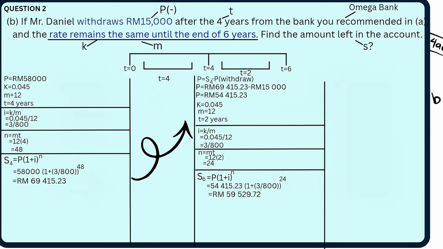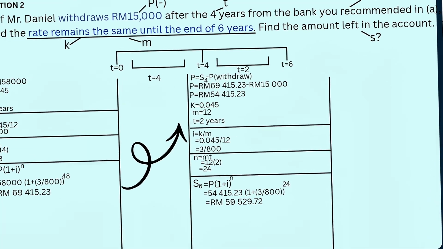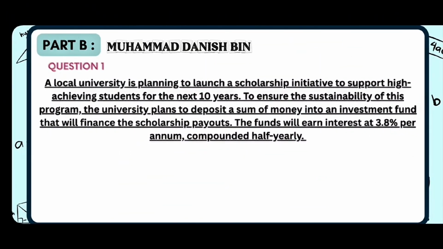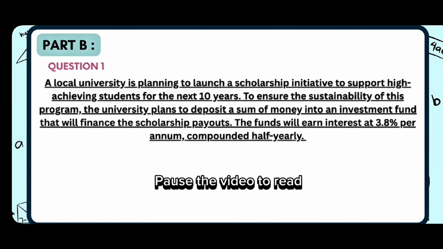Next, for 4 years until 6 years, the P is as 4 years minus withdraw. So the answer is 54,415 ringgit 12 cent. For K and M is same like before, but T is 2 years. And now we insert into the formula to find I and S 6 years. So the compound amount for 6 years is 54,529 ringgit 72 cent.